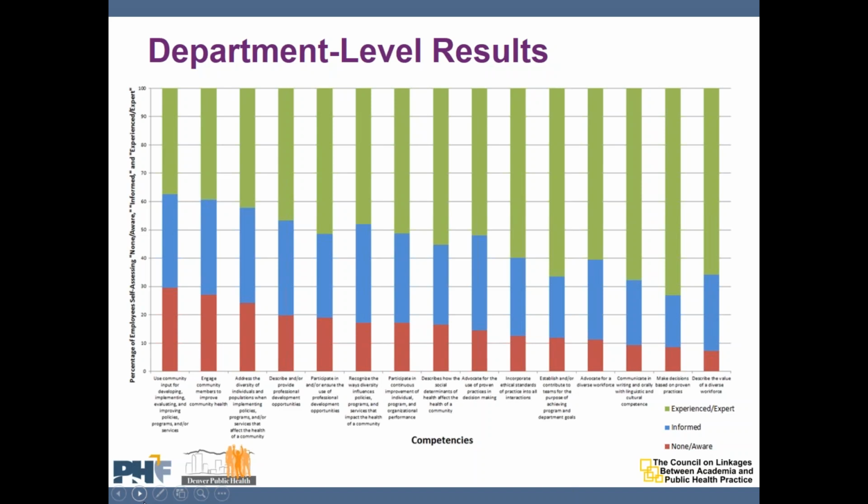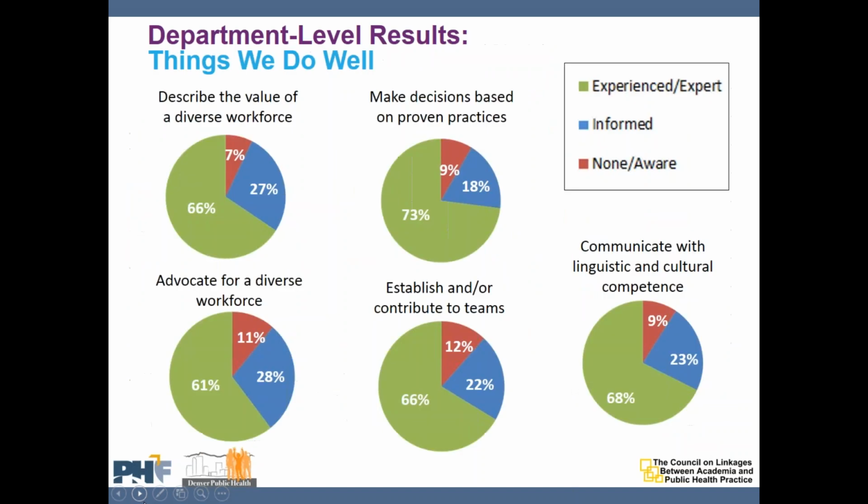And then the red was the employees who self-assessed as aware or none, and that they might not understand what that competency means. So all the way to the right of the graph, there were some things that we thought our department did really well, but then to the left, we noticed, these percentages don't look that good. Why is it that only 1/3 of our department might be experienced in this?